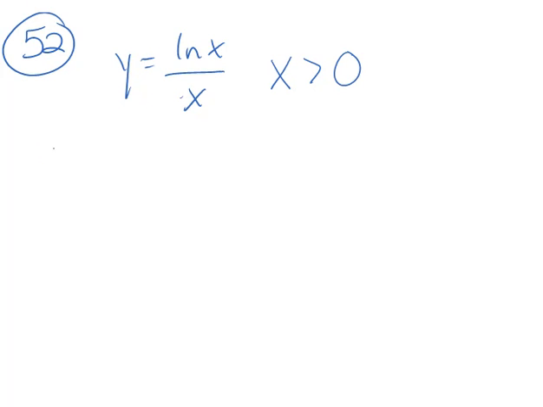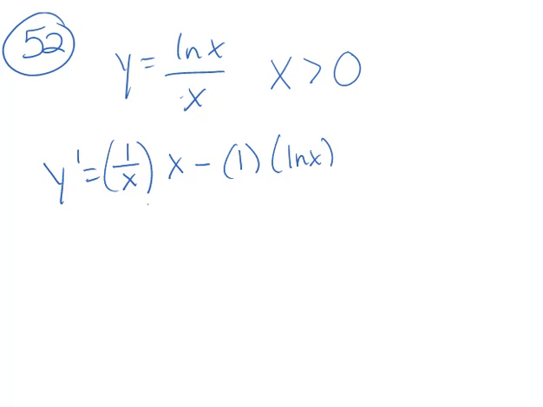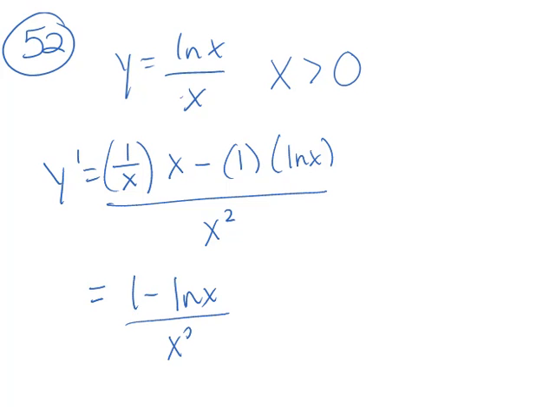So we'll begin by looking at y prime. This is a quotient rule. So you're going to do the derivative of the numerator, which is 1 over x, times the denominator, which is x, minus the derivative of the denominator, which is 1, times the numerator, which is ln x, all divided by the denominator squared. Simplifying here, you're going to have 1 minus ln x over x squared, and you want to set that equal to 0 and see where it does not exist.